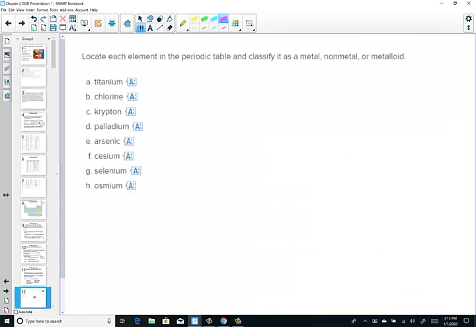I'd like you to practice. Locate each element on the periodic table and decide if it's a metal, nonmetal, or metalloid. Please pause the video. Don't cheat yourself of the practice. Pause the video. Look them up on the chart and write metal, nonmetal, or metalloid. Come back when you're ready to check.